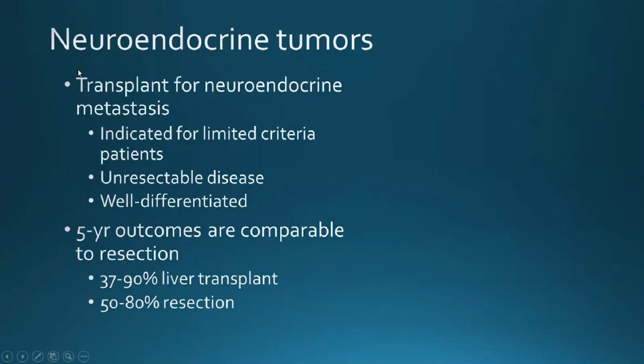Now, when we do transplant for neuroendocrine tumor metastasis, it is for a very limited criteria. They should be unresectable and well differentiated. And as I mentioned before, 5-year survival outcomes are comparable to resection when we transplant these patients. So many centers, if the tumor is resectable, avoid transplantation because they get the same survival, and there's no reason to use a liver in these patients and put them on immunosuppressive therapy for life.